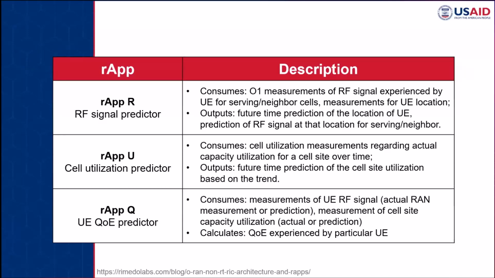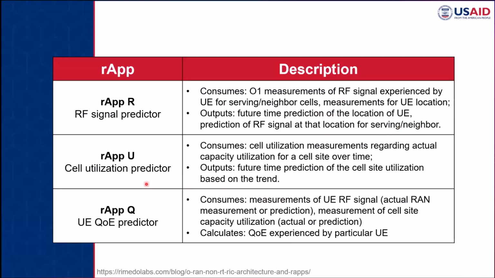This is an example of an rApp, which is an RF signal predictor. What it does is measure O1 measurements of the RF signal experienced by the UE for serving and neighbor cells, and measurements for the UE location, just like the geolocation as Johnson has mentioned a while ago. The output is the future time prediction of the location of the UE and the prediction of the RF signal at the location or serving neighbor. In more technical terms, we call it RF fingerprinting, but we'll discuss it in a separate discussion.